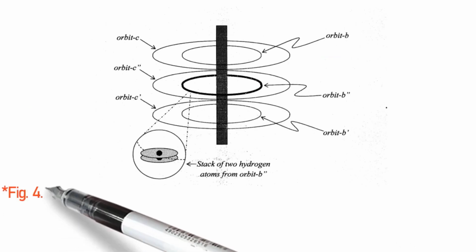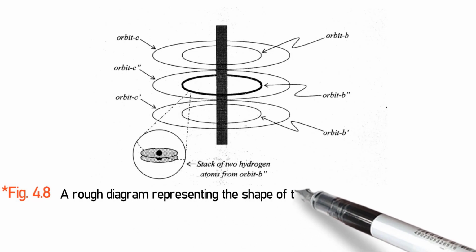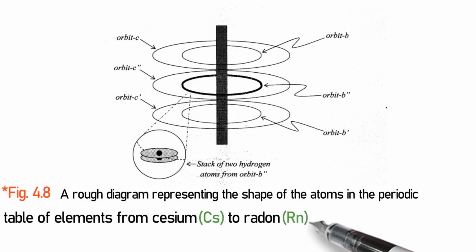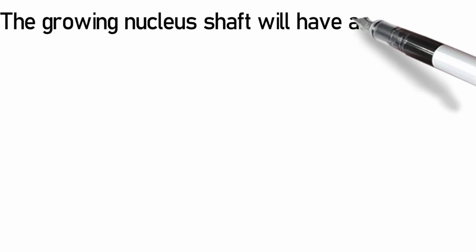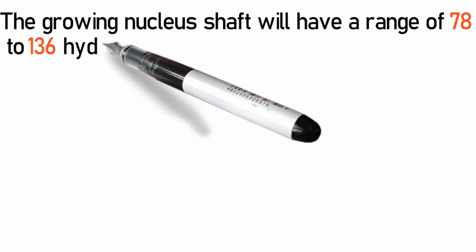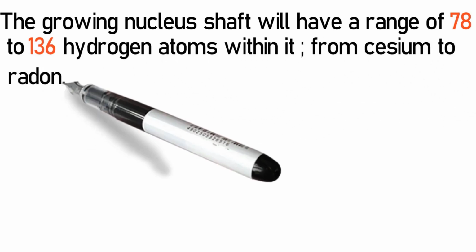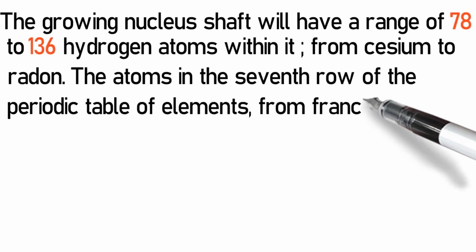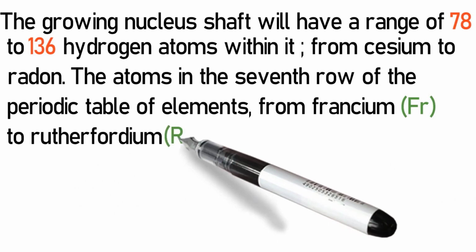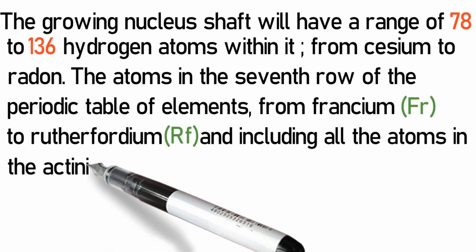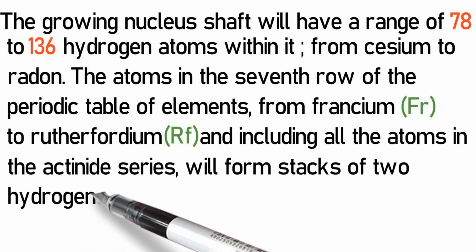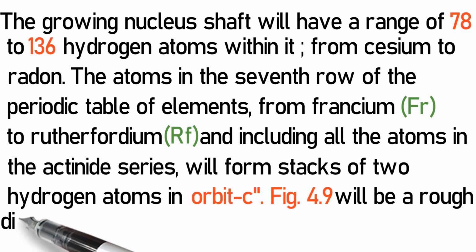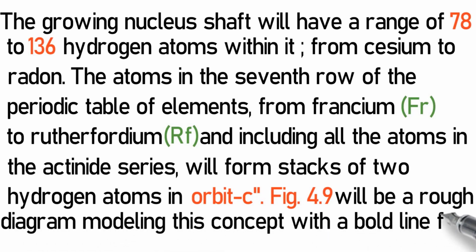Figure 4.8, a rough diagram representing the shape of the atoms of the periodic table of elements from cesium, Cs, to radon, Rn. The growing nucleus shaft will have a range of 78 to 136 hydrogen atoms within it, from cesium to radon. The atoms in the 7th row of the periodic table of elements, from francium, Fr, to rutherfordium, Rf, and including all of the atoms in the actinide series, will form stacks of 2 hydrogen atoms in orbit C'. Figure 4.9 will be a rough diagram modeling this concept with a bold line for orbit C'.